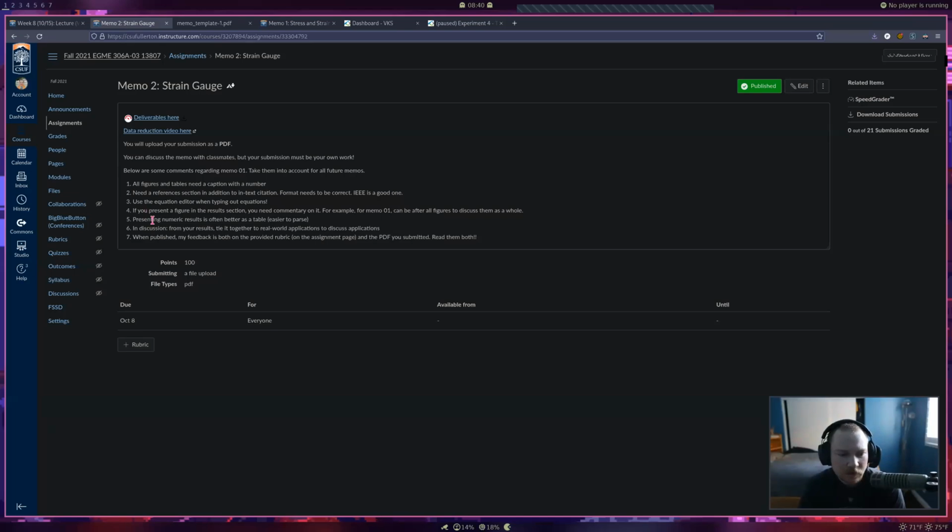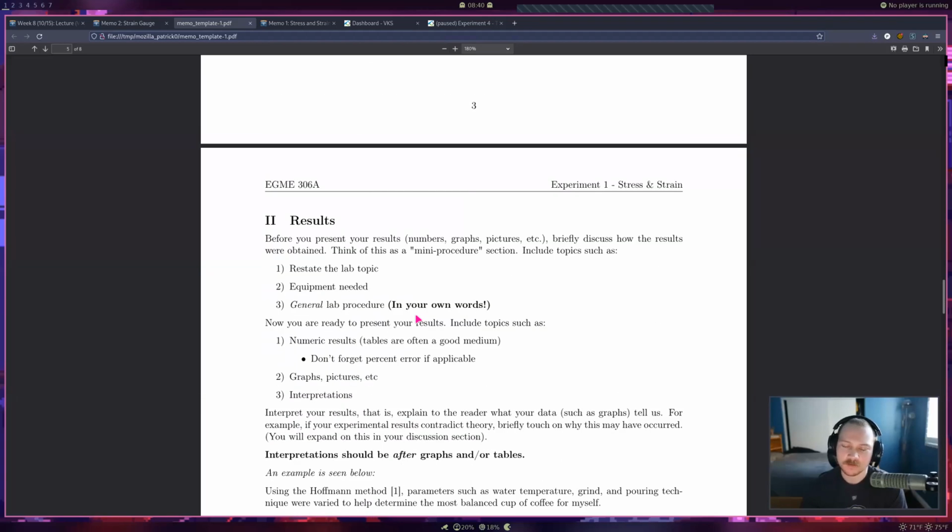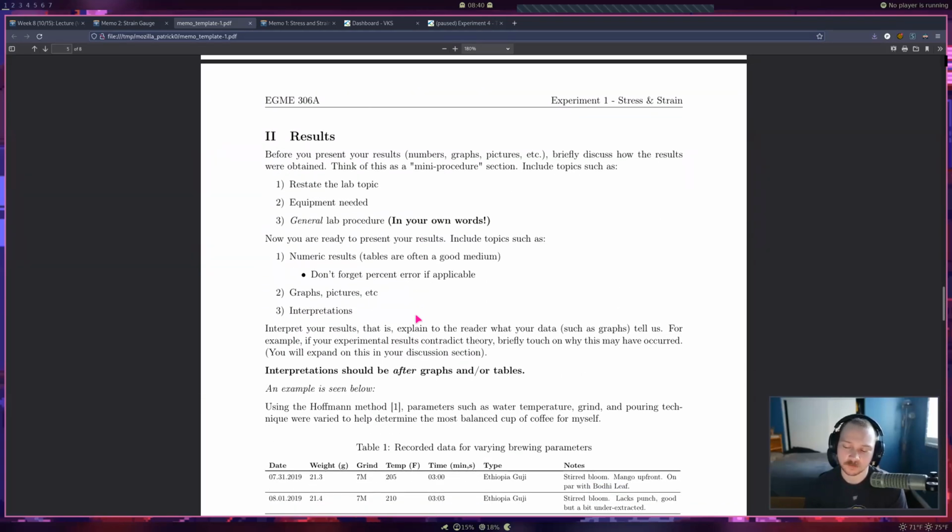Next thing. If you present a figure or a table in the results section, there should be commentary on it. It depends memo to memo, but for the first memo, I would recommend you have all of your figures, so the stress strain curve for each material, and then you could have your table with all of the results for your UTS, elastic modulus, yield strength, and your percent error. And then following the figures and the tables, you would have your interpretations.